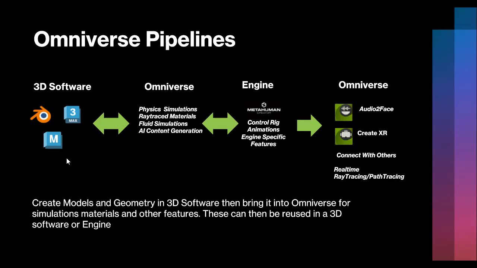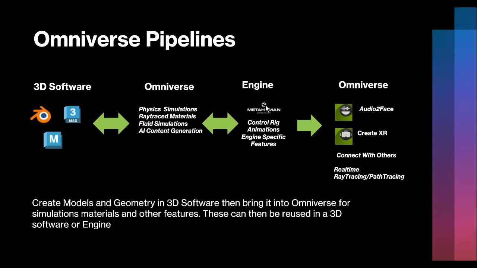And notice I have these arrows going back and forth. So once you're done with that, you can send them back into your traditional 3D software and keep editing it in that 3D software. Another connection you can do, if you want to keep going after you did all this, you can take it further and take it into your engine. And now you can add, for example, characters.